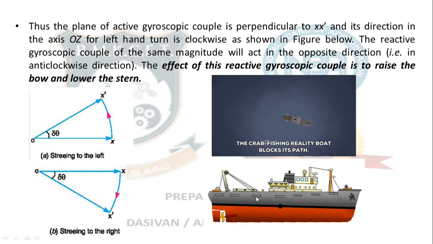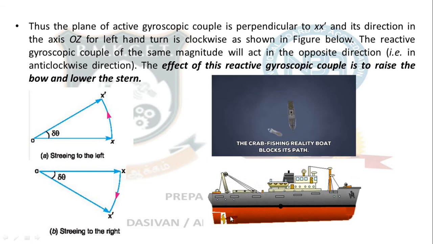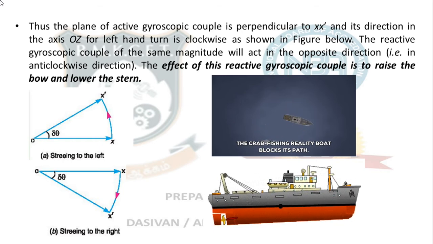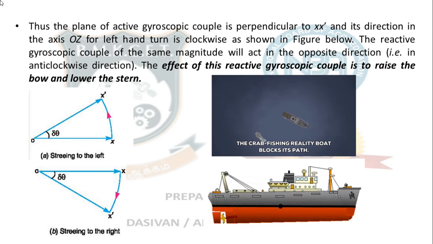Now, if your rotor is going around clockwise and you take a left turn, and when I see from the back my rotor is going clockwise and I take a left steer, my effect of that reactive gyroscopic couple is to raise the bow and lower the stern. Okay, so from now on I will take only bow and stern. I will not say front end, back end. Bow means front end, stern means back end.